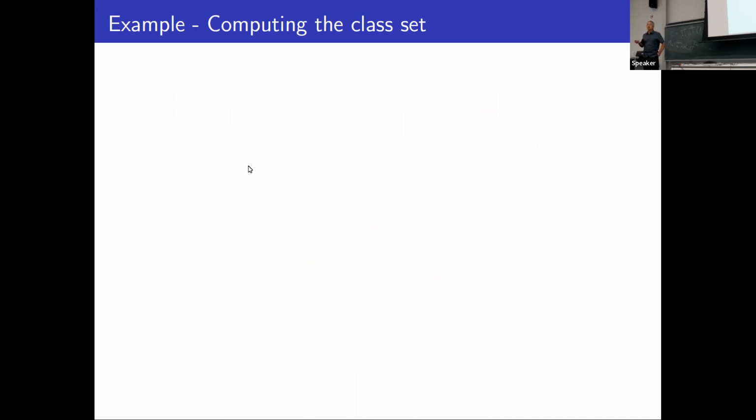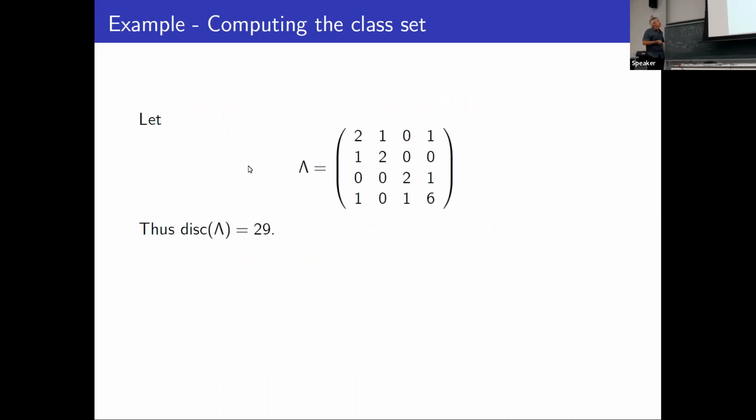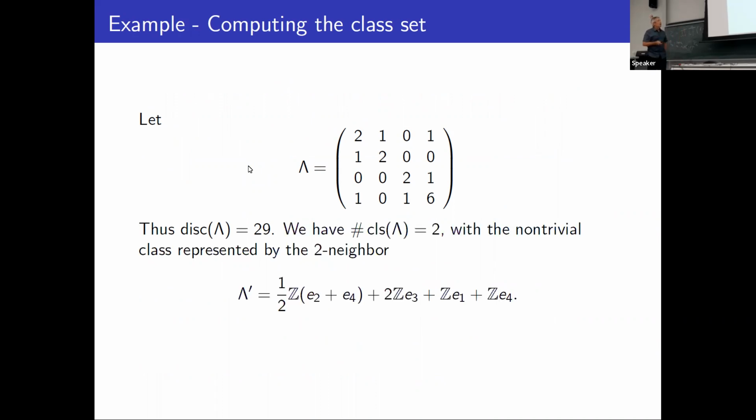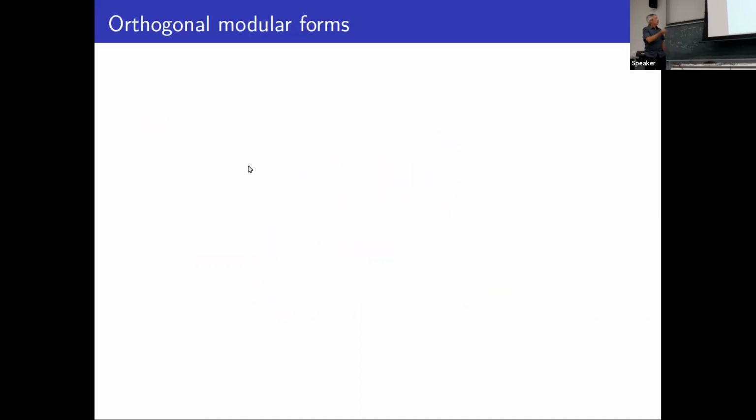Here's an example, because so far everything has been very theoretic. I'll go again for something small, rank 4, this time a discriminant that's not a square, 29. Here the class number is just 2. It's very easy. We start with this lattice, and there's a non-trivial class represented by this 2 neighbor. As you see, we're just multiplying by 2 one basis element, dividing by 2 the other. We get another lattice and form the entire class set.